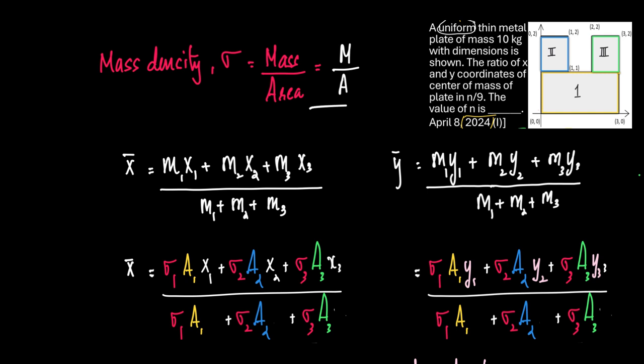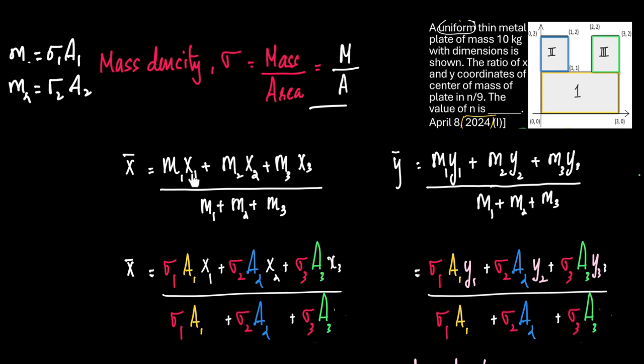from this relation, I can write that m1 is equal to sigma 1 a1. Similarly, I can write m2 will be equal to sigma 2 a2 and m3 would be equal to sigma 3 a3. One more time, we have m1 replaced by sigma 1 a1. How? Because sigma is equal to mass by area, and therefore mass is equal to sigma into area. And we have m2 is equal to sigma 2 a2, m3 is equal to sigma 3 a3.